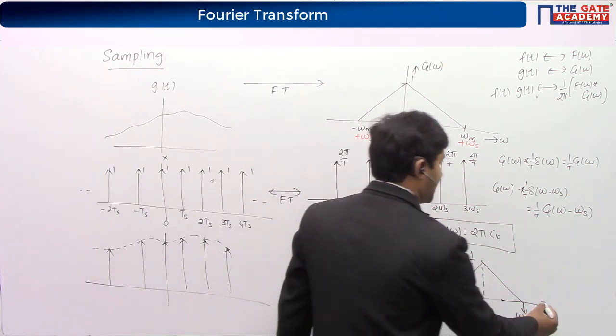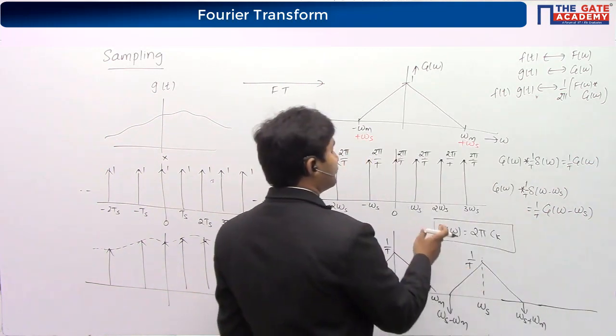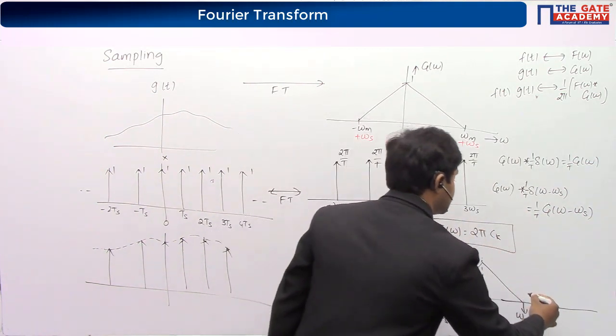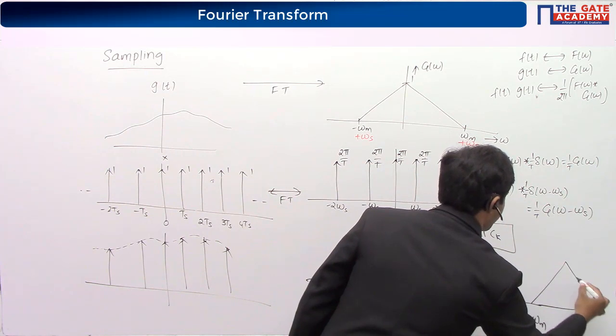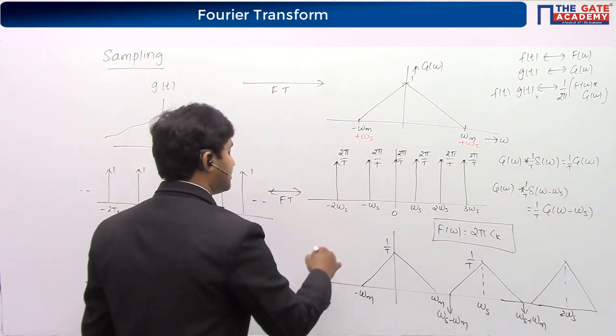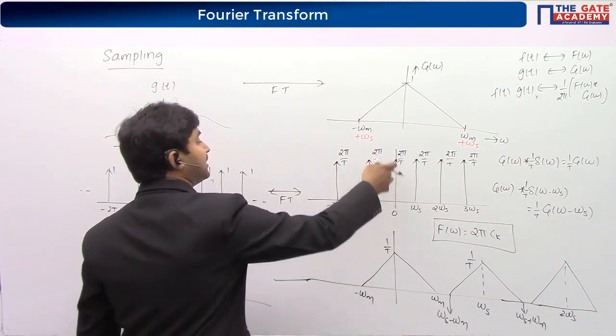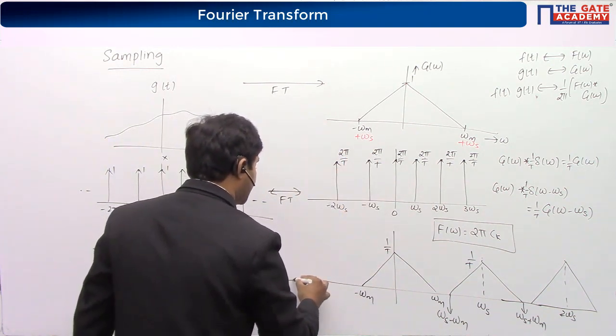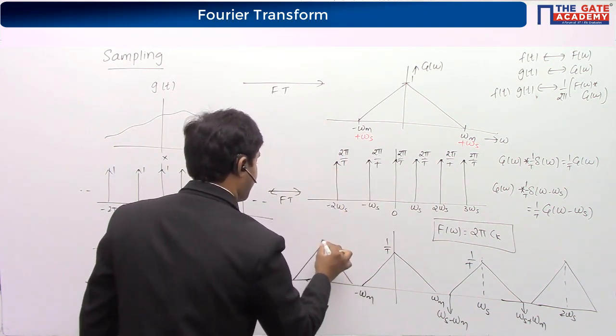And going ahead, I'll be writing the same thing. If I convolve with the impulse at 2 omega s, there will be again the same thing centered at 2 omega s. And the same thing to the other side also. If I convolve with this particular impulse, I'll have an advanced signal.